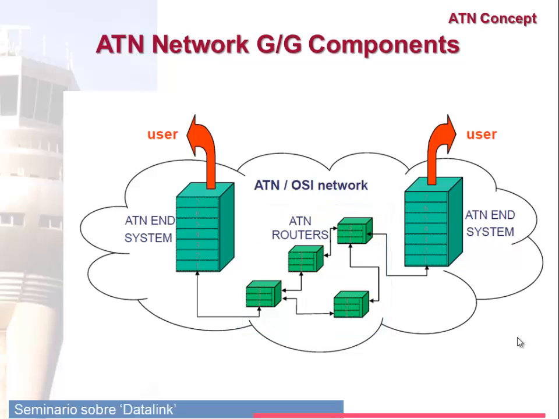As you can imagine, air-ground routers are the ones that are used to interconnect the ground-ground routers with the aircrafts through the BGS stations. On the other side, the ground-ground routers are the ones that are used to exchange traffic between collaterals.